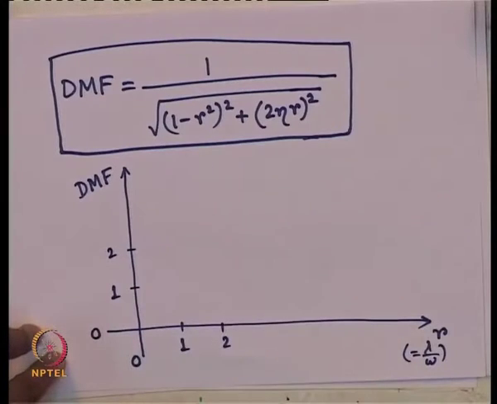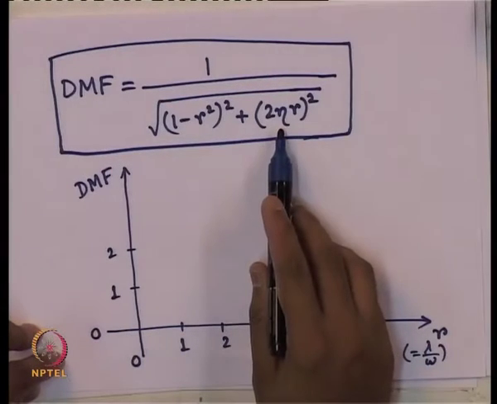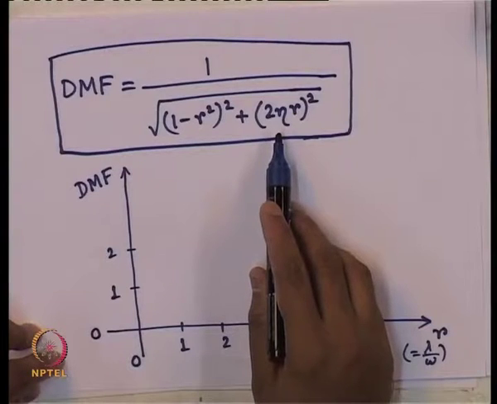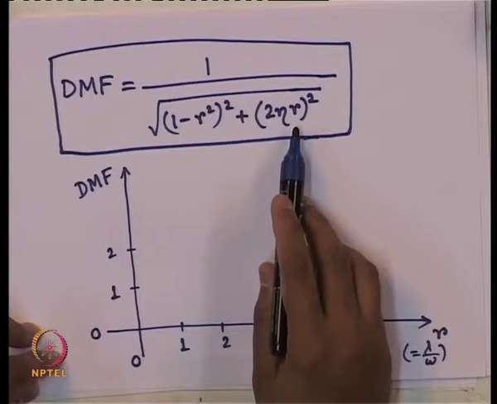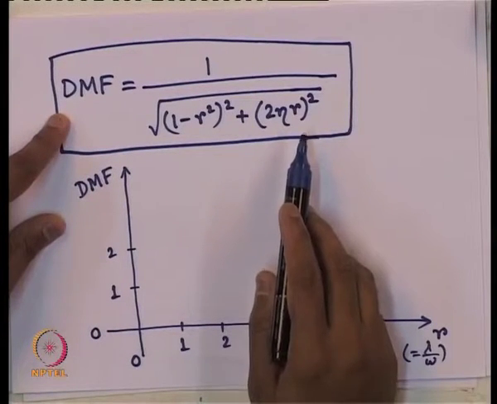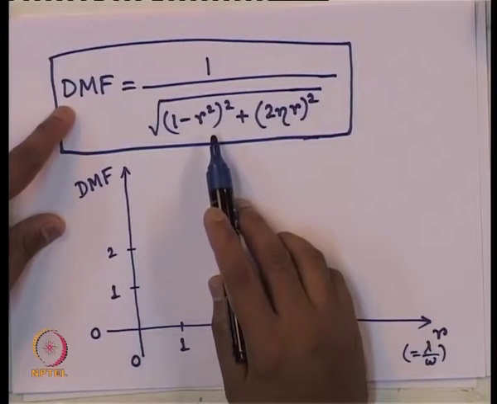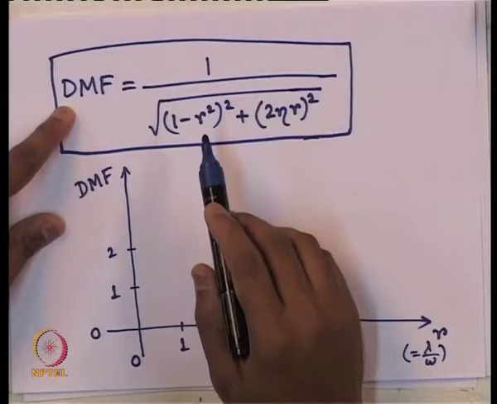If we take an undamped condition, that is eta equals to 0, when the value of frequency ratio r equals to 0, what is the value of dynamic magnification factor? When r is 0, eta is 0, the dynamic magnification factor is 1.